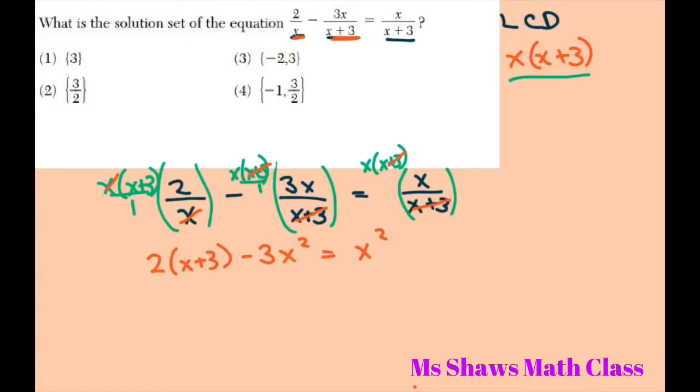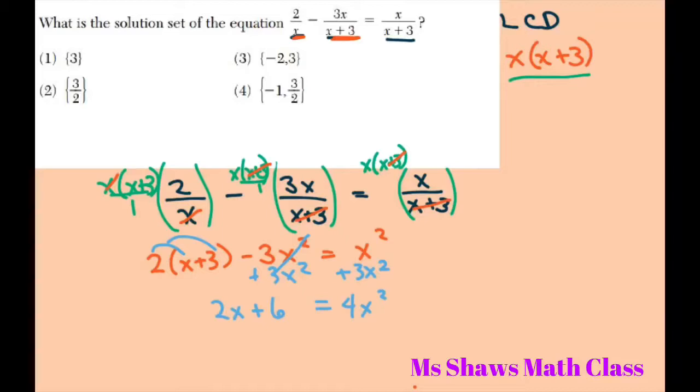So I'm going to subtract or add 3x squared to both sides. That cancels that, so you get 4x squared. And here I'm going to distribute, so you get 2x plus 6.